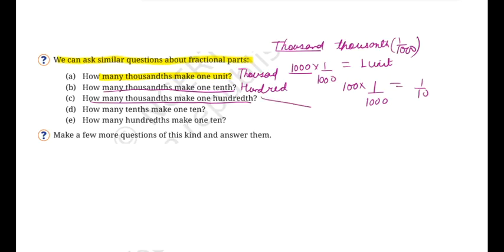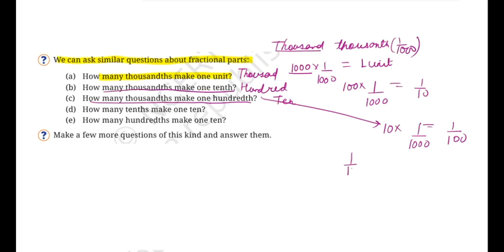Then how many thousandth make 100th? So let us do this also. So how many thousandth makes 100th? So let's multiply it with 10. So that you will get 100th. So 10 thousandths make 100th.